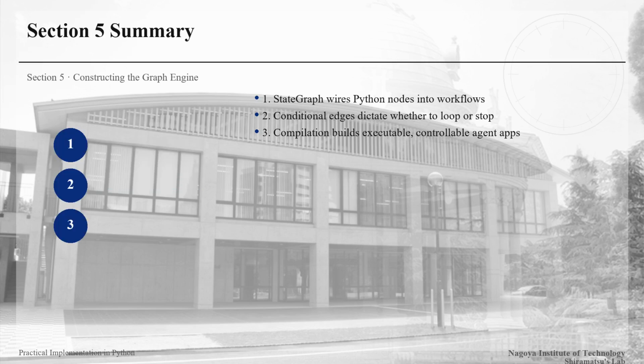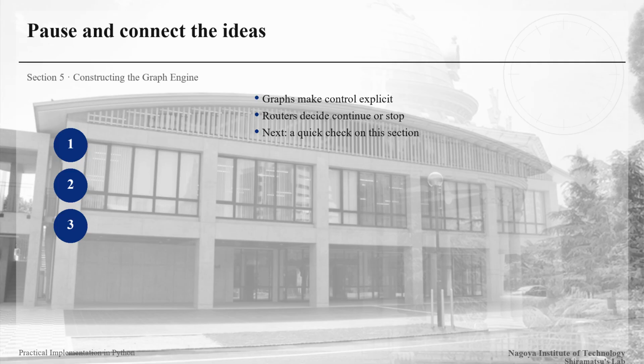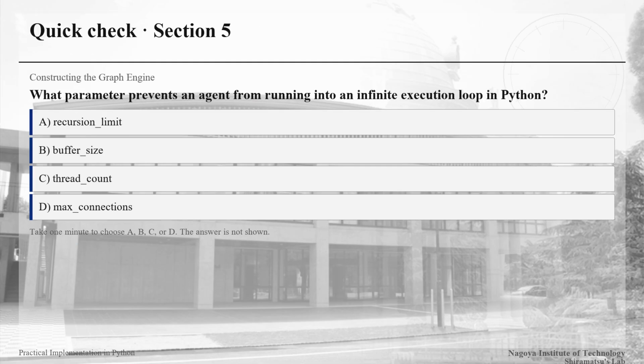Section 5 takeaways. StateGraph wires nodes. Conditional edges control looping, and compile builds the app. Pause here. Graphs make control explicit, and routers decide continue or stop. Now the quick check. Quick check after Section 5. What parameter prevents an infinite execution loop? Choose A, B, C, or D. Take 1 minute to think, then choose A, B, C, or D. The correct answer is not shown.